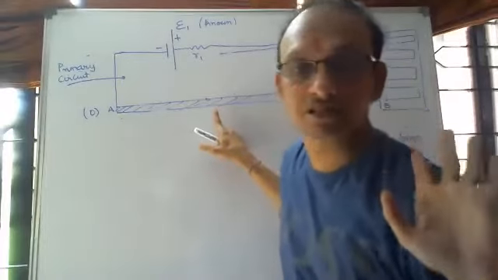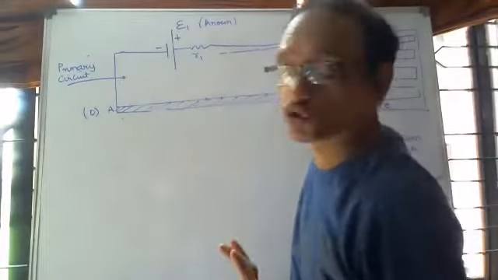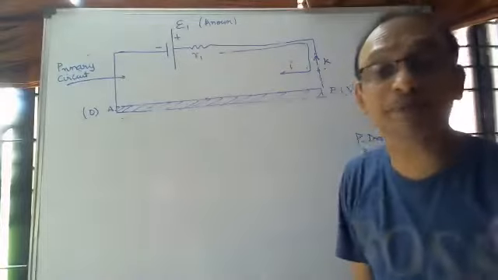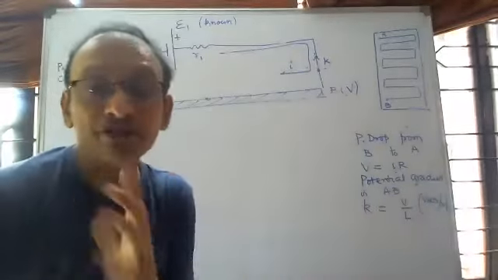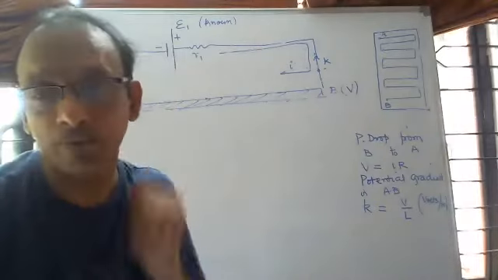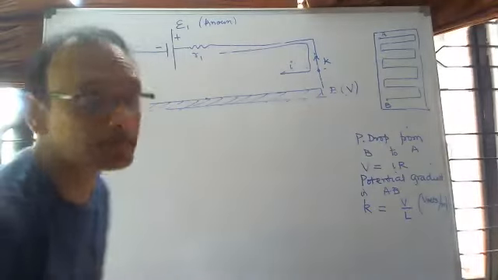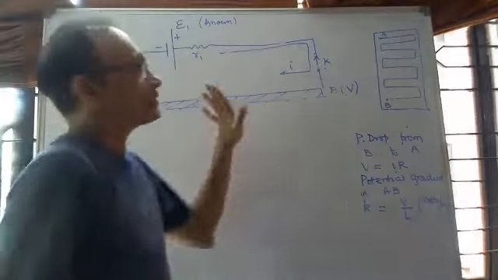Manganese. ताकि when current flows through this wire, its change in resistance is practically zero because alpha is small. Temperature coefficient of resistance is small. Alpha. ठीक है? ये अरेंजमेंट है.